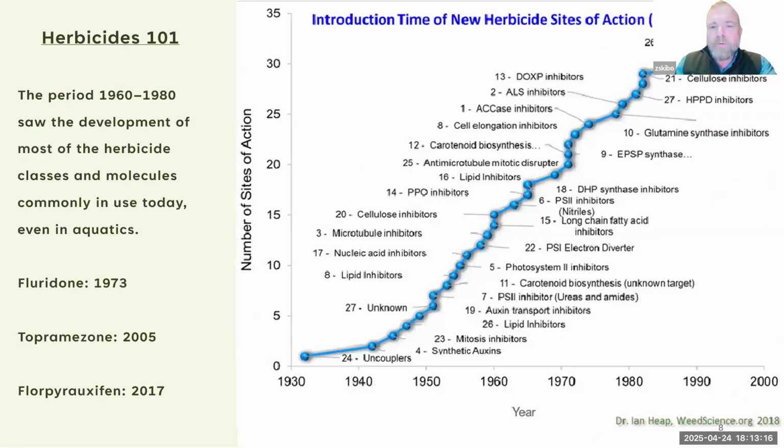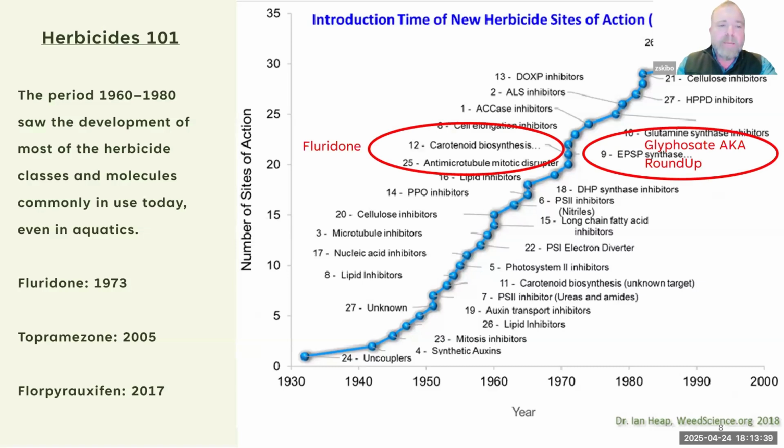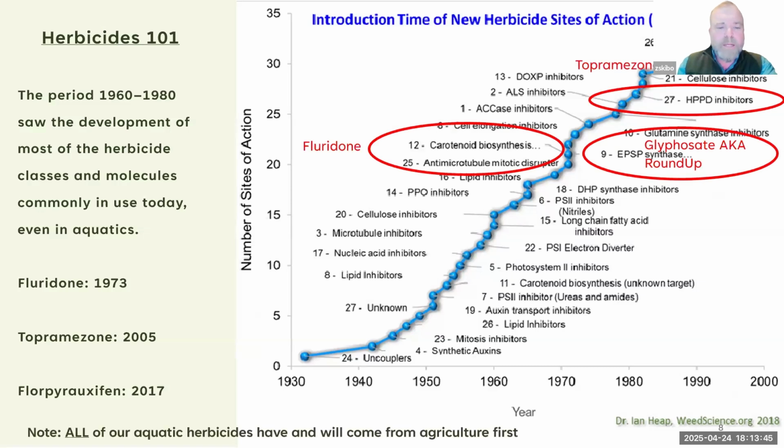If we chart out when these herbicides were invented, the period from 1960 to 1980 saw a lot of herbicide development in the world. And in the world of aquatics, our flagship molecule, fluridone, was first invented in 1973. Further looking at aquatics, topramezone, which is an HPPD inhibitor, came out in 2005. We have glyphosate that quickly went into aquatics, and a few other active ingredients.